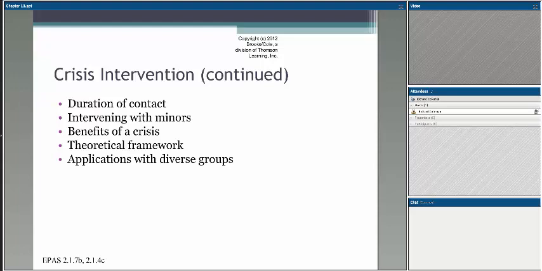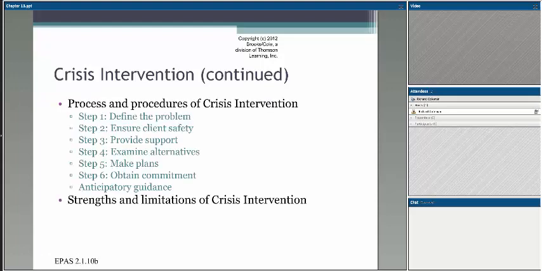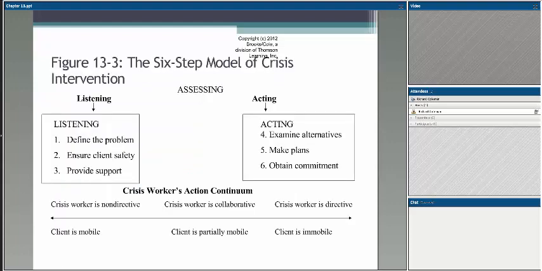So we're looking at duration of contact, how we're going to intervene with minors, what are some of the benefits of the crisis, the theoretical framework, as well as the application with diverse groups. When we think about this procedure or the process, this is what we would be expected to utilize when we're using this crisis intervention model. We'd be walking through with the family these particular 6 steps. We'd also be looking at strengths and limitations of this whole crisis intervention piece. Again, looking through the eyes along with the family about these particular areas when we're faced with a crisis and we're doing work with them.